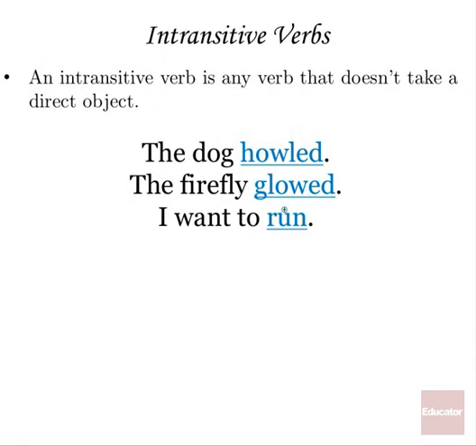Intransitive verbs, as the name might suggest, an intransitive verb is any verb that doesn't take a direct object. So the dog howled. It didn't howl anything in particular, it just howled. The firefly glowed. Nothing received the glow, the firefly just did it. And I want to run. I don't want to run any particular thing, I just want to run. Intransitive verbs.